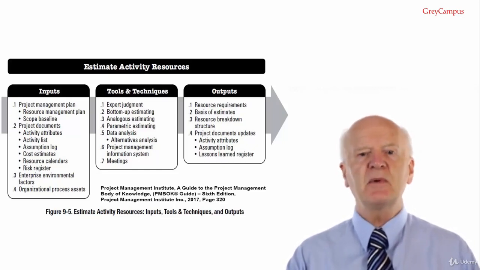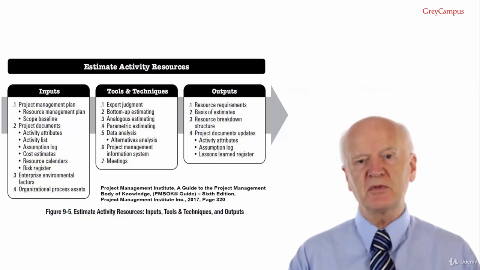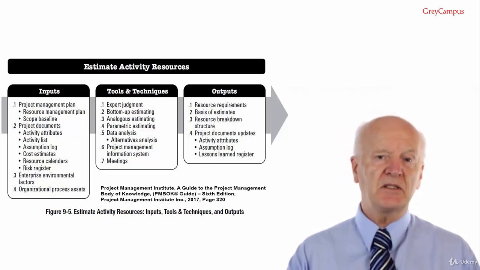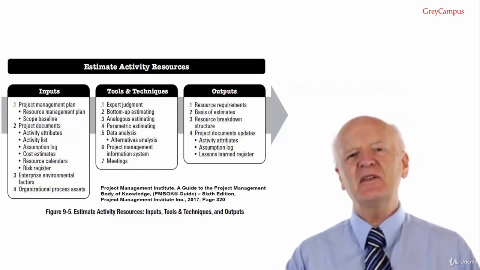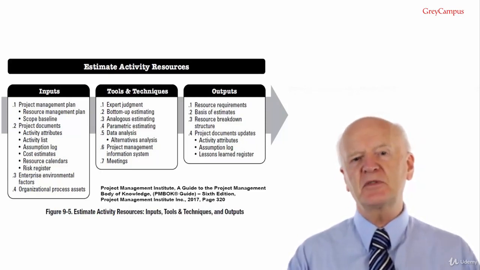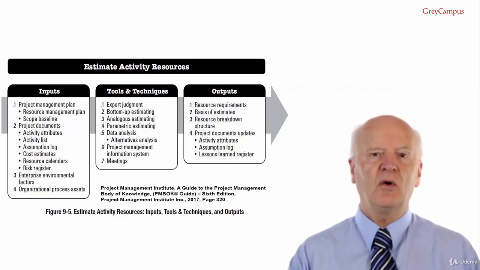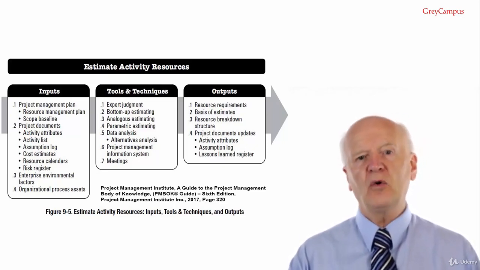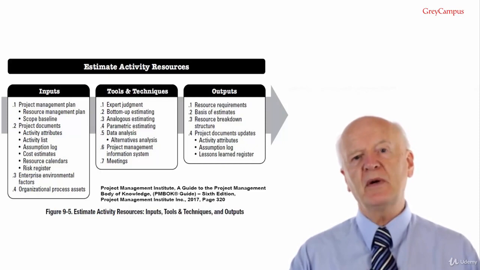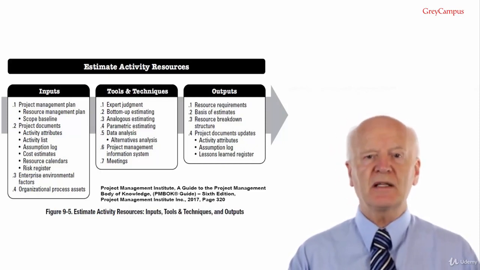Participants at these meetings may include the project manager, the project sponsor, selected project team members, selected stakeholders as needed and others. Estimate activity resources, outputs. Output number 1, resource requirements. Resource requirements identify the types and quantities of resources required for each work package or activity in a work package, or it can be aggregated to determine the estimated resources for each planning package, each work breakdown structure branch or the project as a whole.